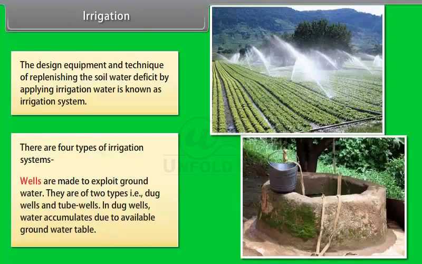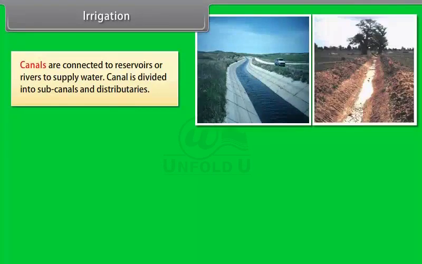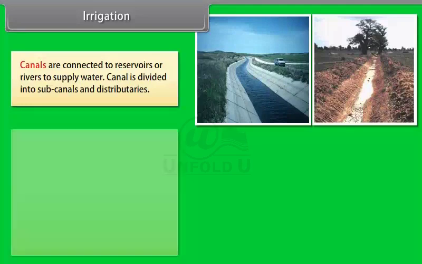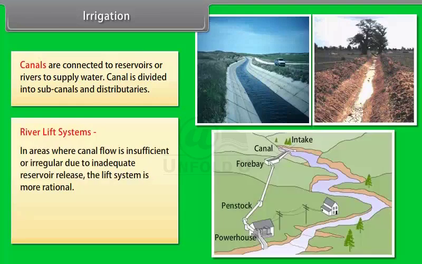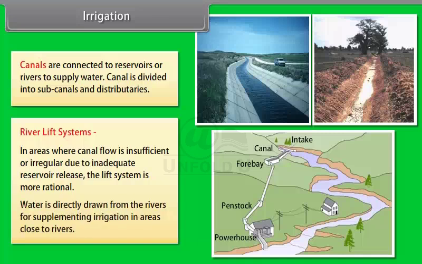Wells are made to exploit groundwater. They are of 2 types, that is, dug wells and tube wells. In dug wells, water accumulates due to available groundwater table. Canals are connected to reservoirs or rivers to supply water. Canal is divided into sub-canals and distributaries. River lift systems. In areas where canal flow is insufficient or irregular due to inadequate reservoir release, the lift system is more rational. Water is directly drawn from the rivers for supplementing irrigation in areas close to rivers.